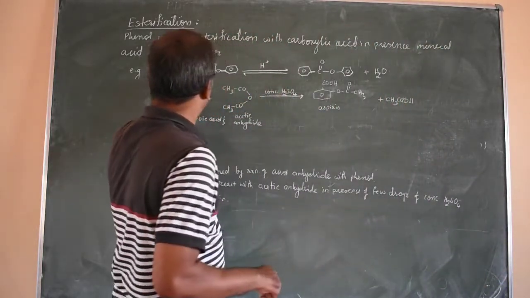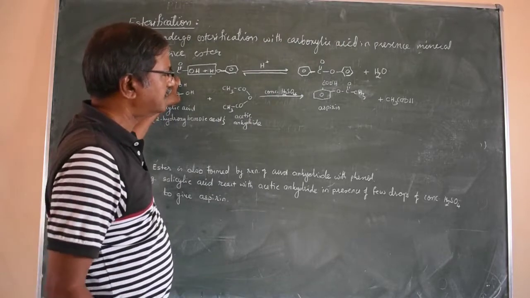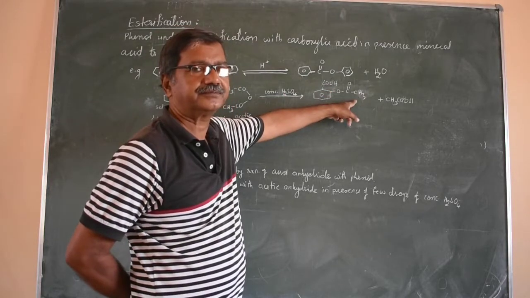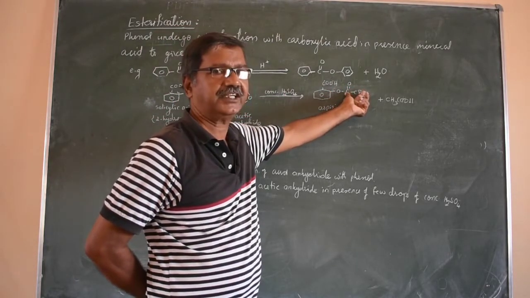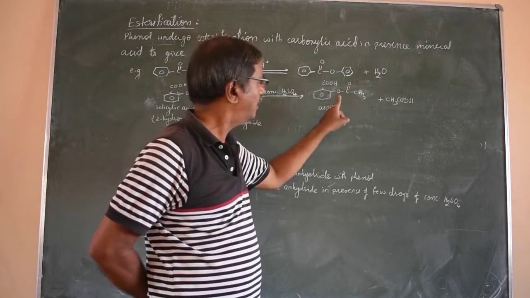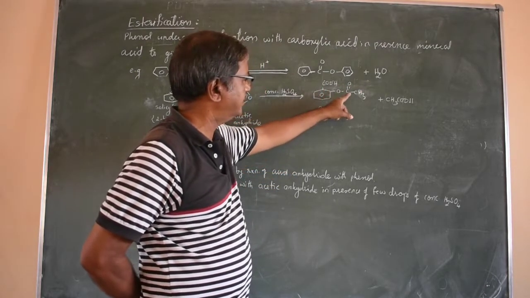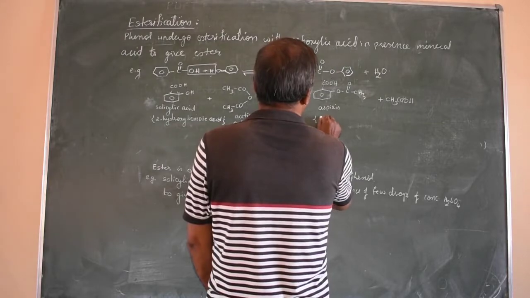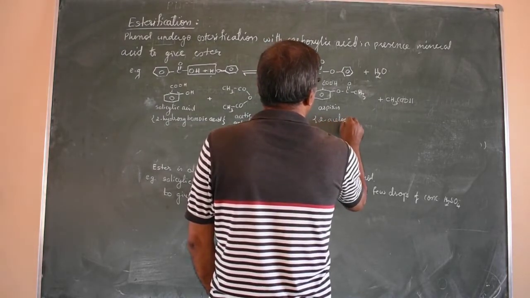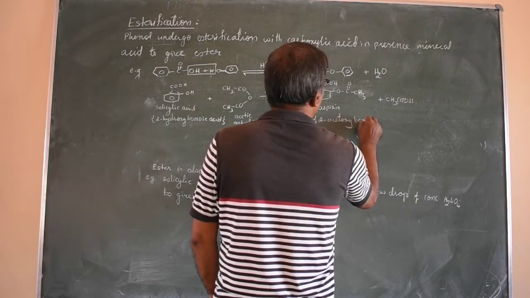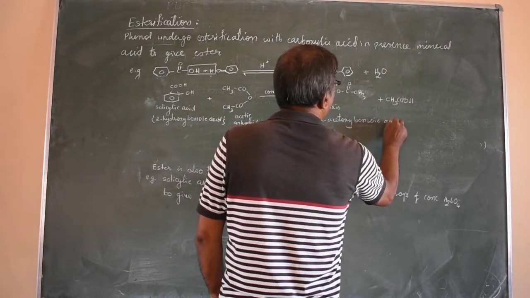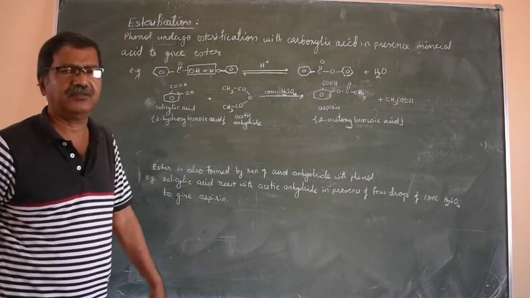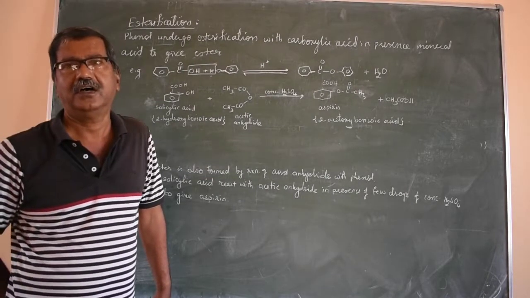What's the IUPAC name of this one? The IUPAC name of this one is 2-acetoxybenzoic acid. This is acetic acid derived, CH3CO, acetoxy, on the second carbon, so it is 2-acetoxybenzoic acid. So remember this name also, it's important from the point of view of examination.